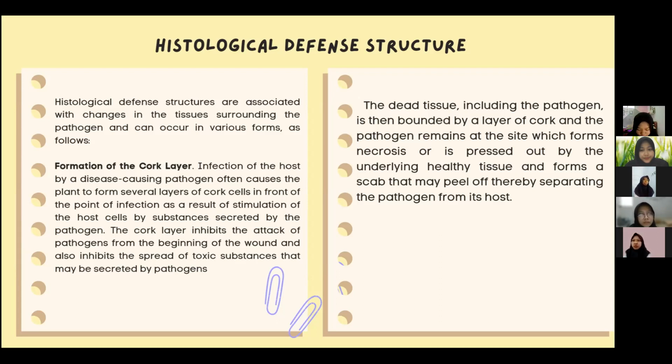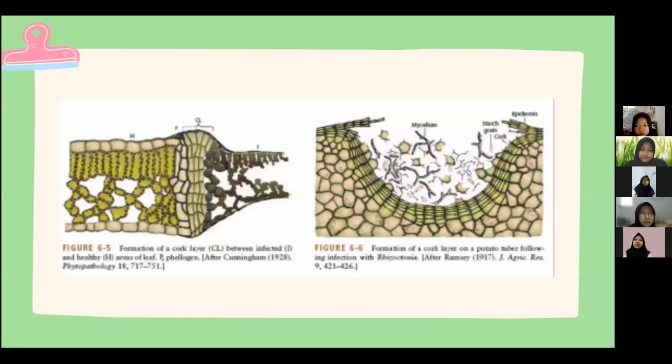The dead tissue, including the pathogen, is then bonded by a layer of cork and the pathogen remains at the site, which forms necrosis, or is pressed out by the underlying healthy tissue and forms a scab that may peel off directly, separating the pathogen from its host. This is an image of the mechanism.